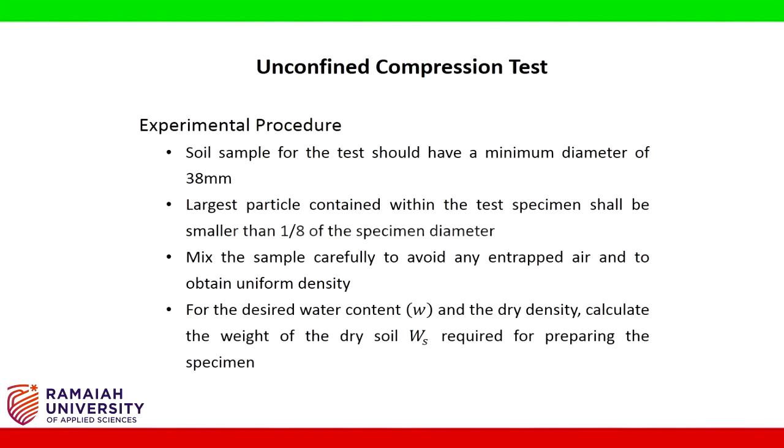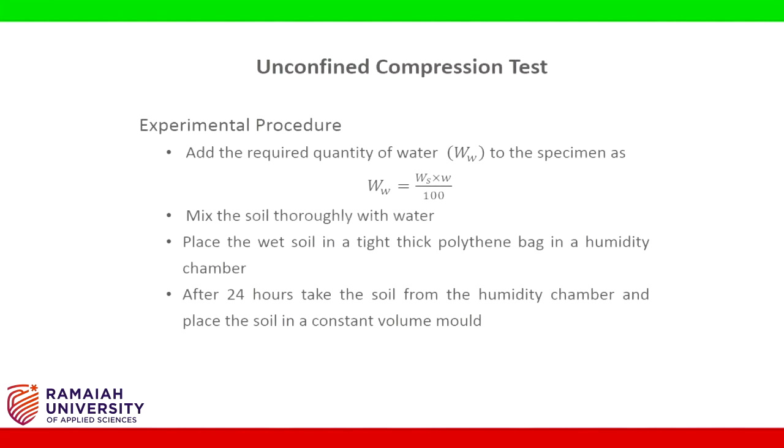For the desired water content W and the dry density, calculate the weight of the dry soil Ws required for preparing the specimen. Add the required quantity of water Ww to the specimen as Ww equal to Ws into W by 100. Mix the soil thoroughly with water. Place the wet soil in a tight, thick polythene bag in a humidity chamber. After 24 hours, take the soil from the humidity chamber and place the soil in a constant volume mold.